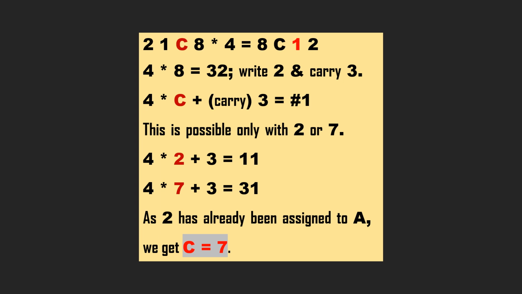21C8 into 4 is equal to 8C12. Now, let us multiply and check. 4 into 8 is equal to 32, we write 2 and carry 3. Then, 4 into C plus carry 3 is equal to a number with 1 in units place. This is possible only with 2 or 7. 4 into 2 plus 3 is equal to 11. 4 into 7 plus 3 is equal to 31. As 2 has already been assigned to A, we get C is equal to 7.